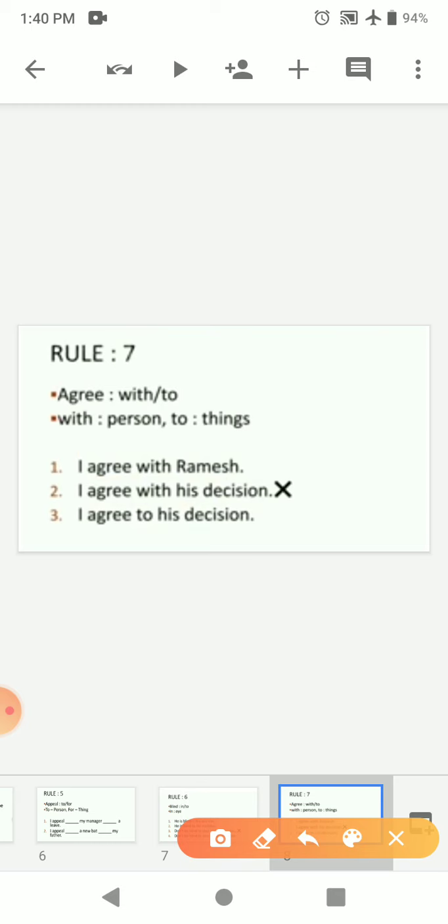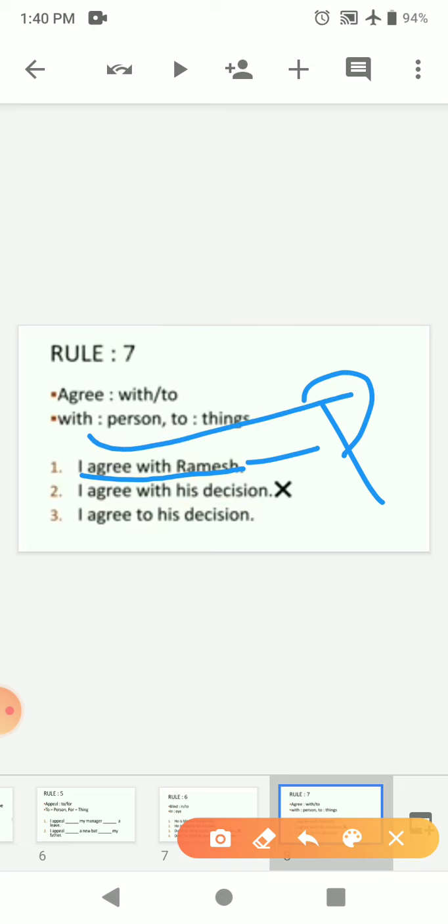So for example, I agree with Ramesh. Ramesh is a person. I'm talking about a person. So I agree with Ramesh. It means I'm directly talking about a person. So for persons we use with. So I agree with Ramesh.